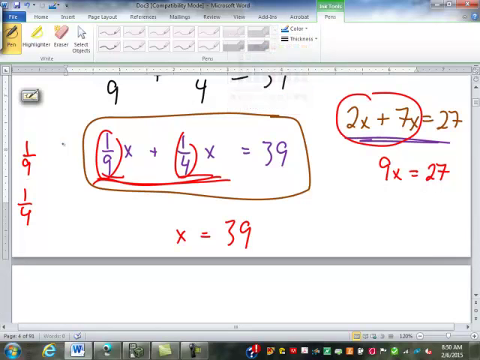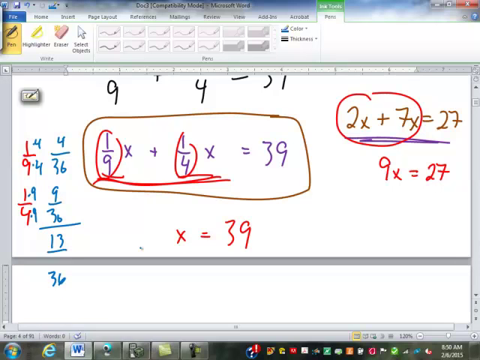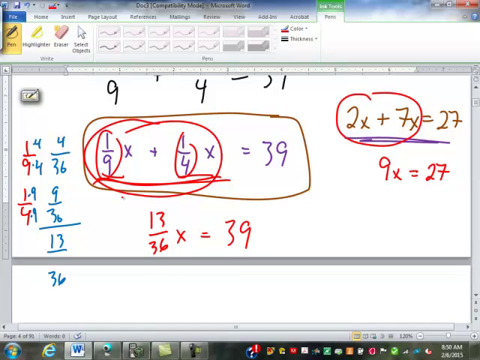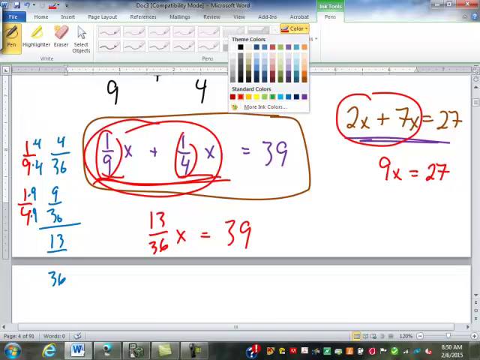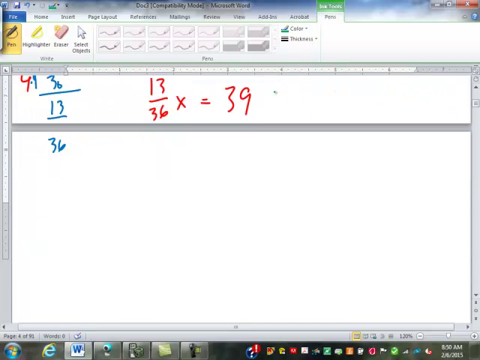We need a common denominator, which will be 36. 9 times 4 makes 36, so 1 times 4 is 4. 4 times 9 makes 36, so 1 times 9 is 9. 4 plus 9 makes 13/36. So what that means is this is 13/36 x. When we add 1/9 x and 1/4 x, we get 13/36 x. How would we solve that? Divide by 13/36. That's no big deal, right? So we get x over here.